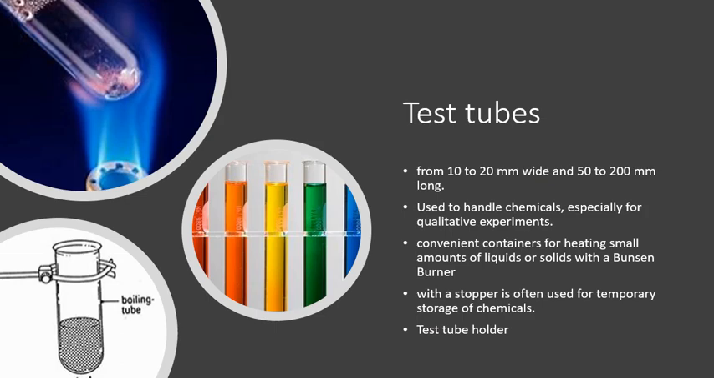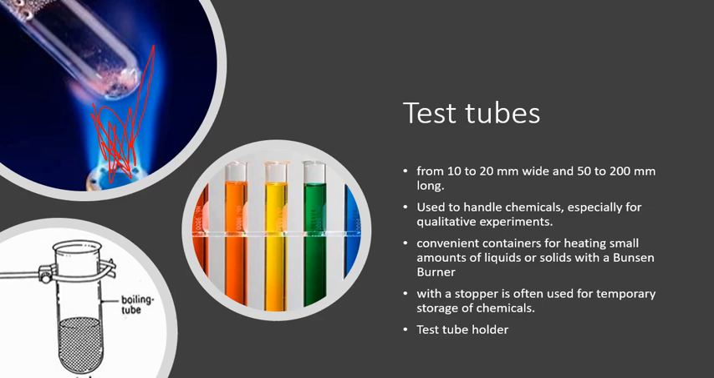So test tubes, they have a wide variance of ranges from 10 to 20 millimeters wide to 50 to 200 millimeters long, used to handle chemicals, especially for qualitative experiments. So that's when the quality of the chemicals and your results matter more than the actual amount that you are getting. So they are convenient containers when heating small amounts of liquids or solids with the Bunsen burner. So right here up at the top, that would be one of the things that you would use a test tube for. So you're burning a tiny amount of chemical with this test tube right here.